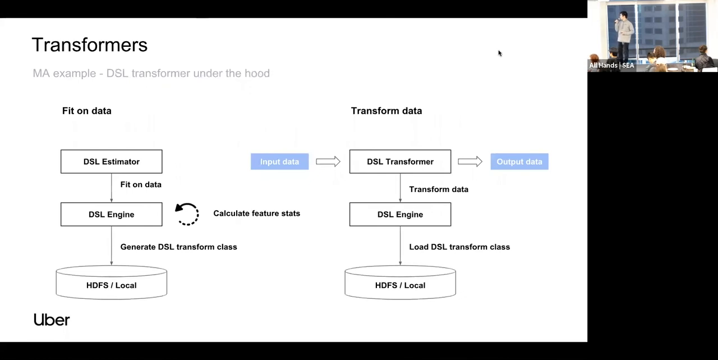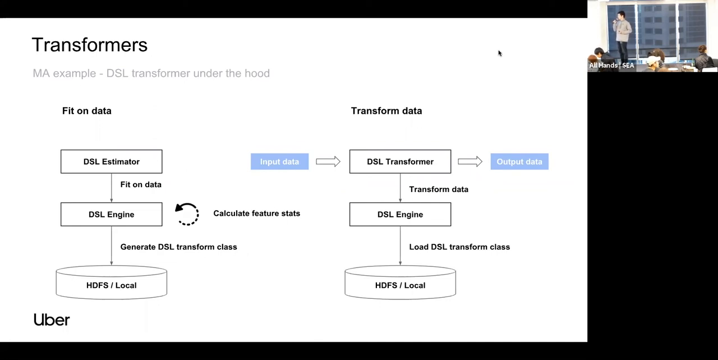Okay, so here's what is under the hood for a DSL transformer. Looking at the left side, it's how the .fit method works. At this stage, DSL is just an estimator. As I explained before, it can learn from data by calling .fit on data. What it does is calculate the feature statistics, for example the mean values, squared values, deviations, or whatever, and then generate a DSL transform class, which is a jar package, on the fly, and then save it either to local or HDFS. You can customize that.